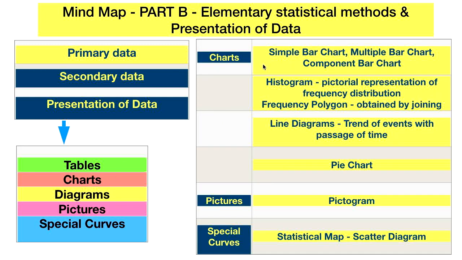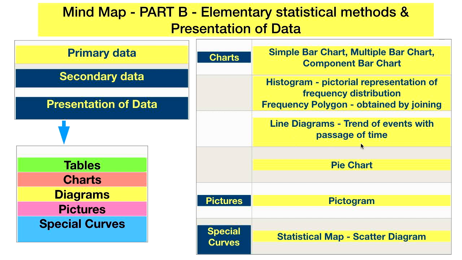Coming to the charts, we have different types of charts: simple bar chart, multiple bar chart and component bar chart. And then histograms are a pictorial representation of the frequency distribution. And the frequency polygon is obtained by joining the midpoints of the histogram bars.